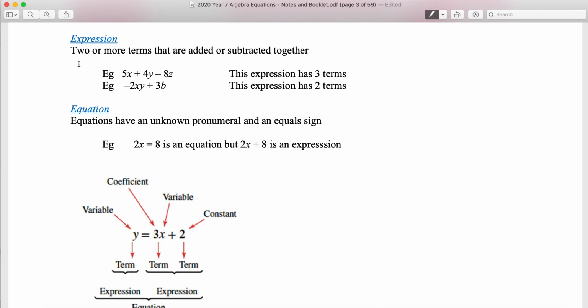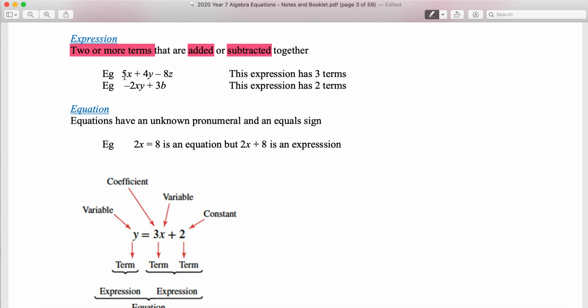Okay, now expressions. An expression is when you have two or more terms that are added or subtracted. Notice here, girls, that it's only for addition and subtraction. They're not talking about multiplication and division, okay? So two or more terms that are added and subtracted. And here we have two examples.